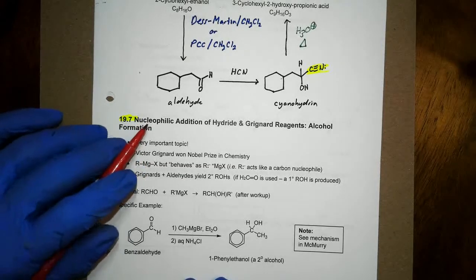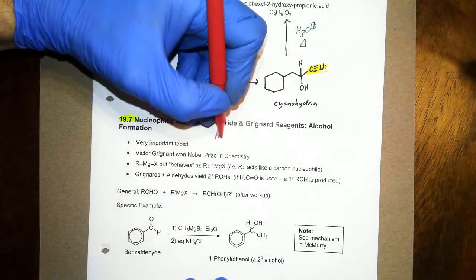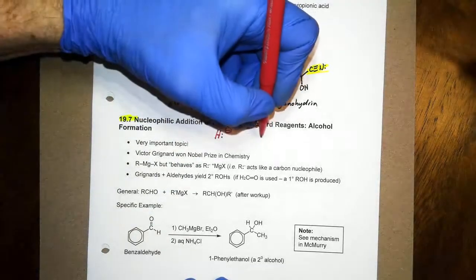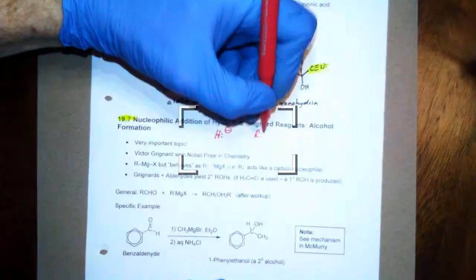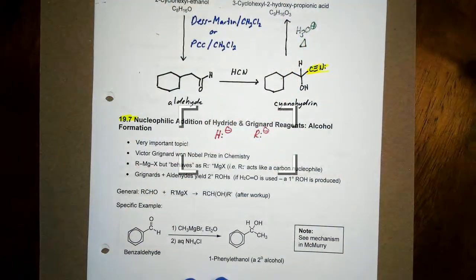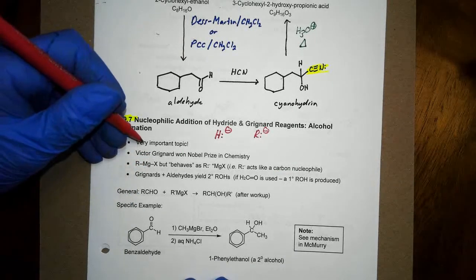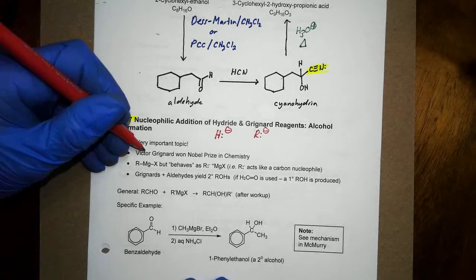We're talking about the nucleophilic addition of hydride, okay, and Grignard reagents. Now, a Grignard reagent is what? The source of the carbanion, okay? And in this case, we're going to produce alcohols. So this turned out to be very important. Okay, Victor Grignard won the Nobel Prize.